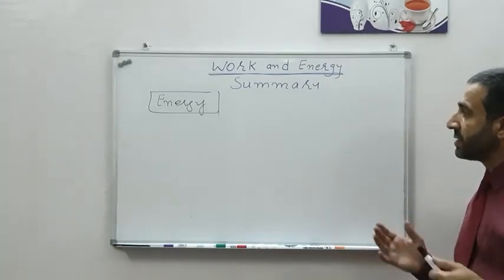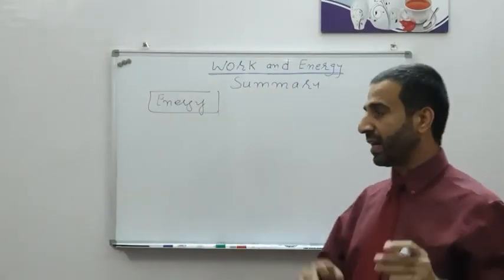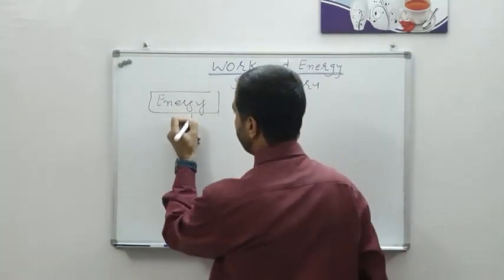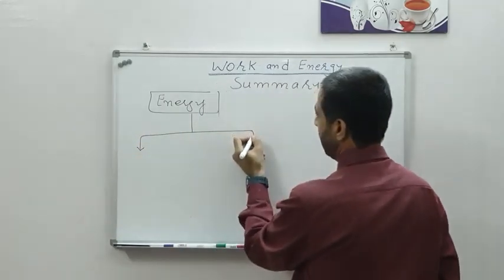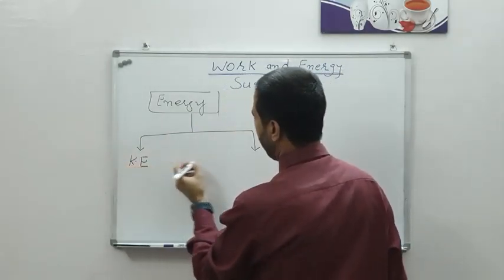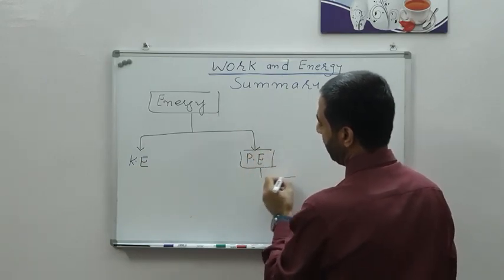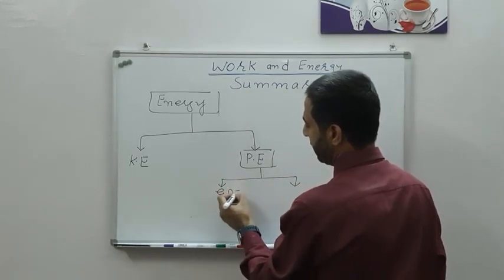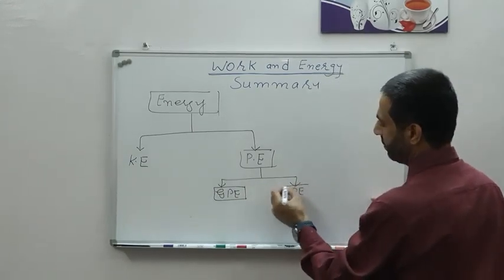Now there are various kinds of energies, but the broad classification is mechanical and non-mechanical. Mechanical energy was the main theme in this chapter, and mechanical energy comes in two ways: either the kinetic energy or the potential energy. And potential energy is also of two types: gravitational potential energy and elastic potential energy.